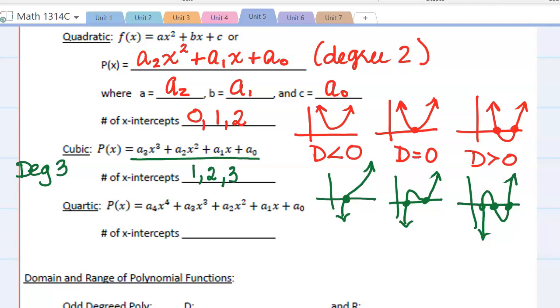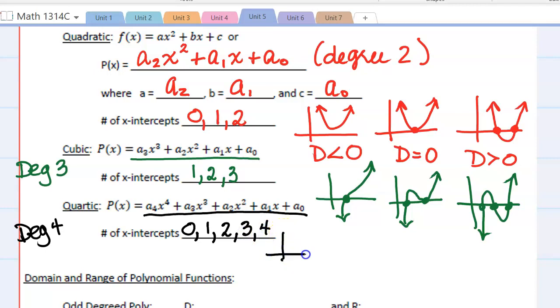The quartic, or the 4th degree polynomial function, is written as p(x) = a_4 x⁴ + a_3 x³ + a_2 x² + a_1 x + a_0. The polynomial is of degree 4. The number of x-intercepts for a quartic can either be 0, 1, 2, 3, or 4. Here are what quartic functions can look like to illustrate the number of x-intercepts.